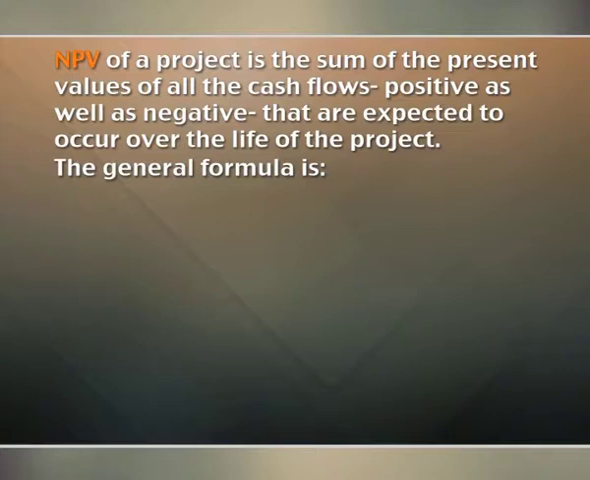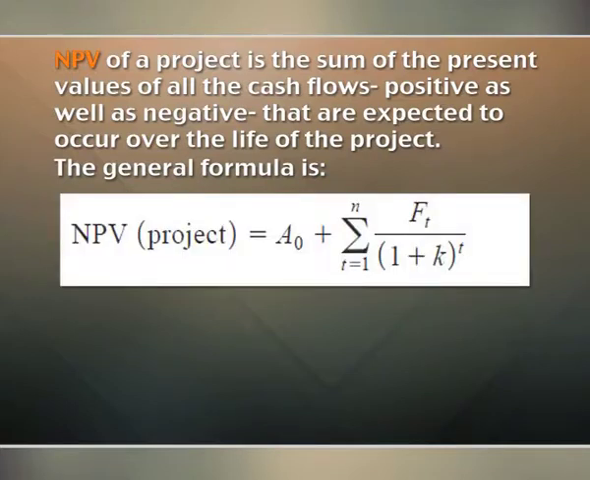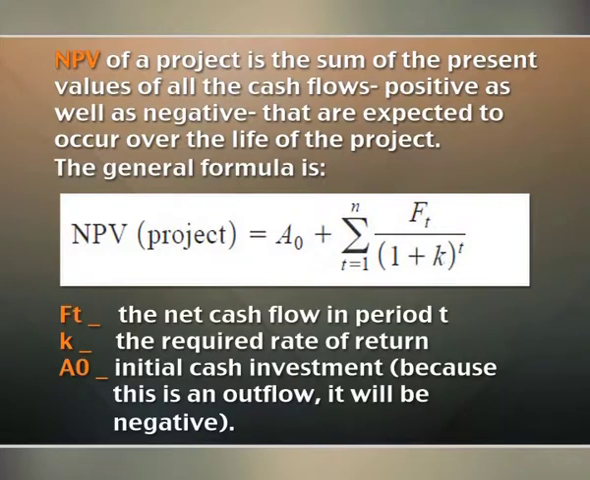The general formula is: NPV of a project is equal to A naught plus summation t ranging from 1 to n, Ft divided by (1 plus k) raised to the power t, where Ft is the net cash flow in period t, k is the required rate of return, and A naught is the initial cash investment. Because this is an outflow, it will be negative.